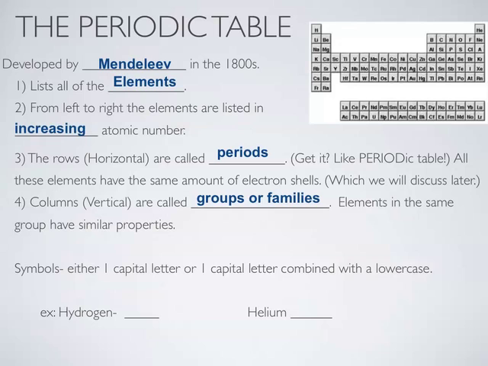Each element also has a symbol. Okay, and you see that some of the symbols are a single capital letter, like hydrogen, capital H. Some are 2 letters, a capital and a lowercase, like helium. Now those seem to make sense, hydrogen, helium, H, He, but many of them may not seem to make sense. Like gold. What is gold? AU. Lead. PB.